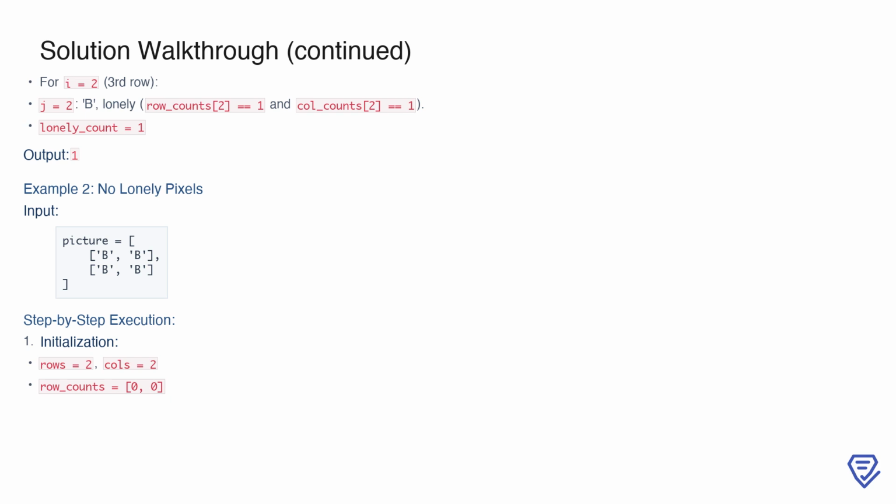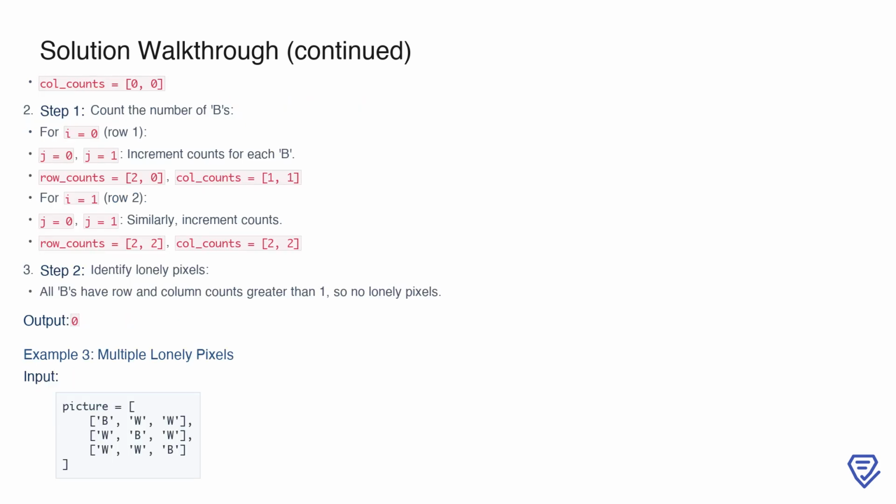Now let's consider another example, where the grid contains no lonely pixels. In this case, the grid is a 2x2 matrix entirely filled with black pixels. We start by initializing rows, cols, row_counts, and col_counts. The row and column counts are both arrays of size 2, initialized to zeros. Next, we count the number of Bs in each row and column.